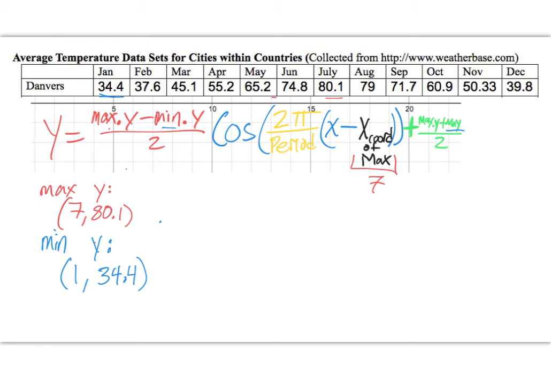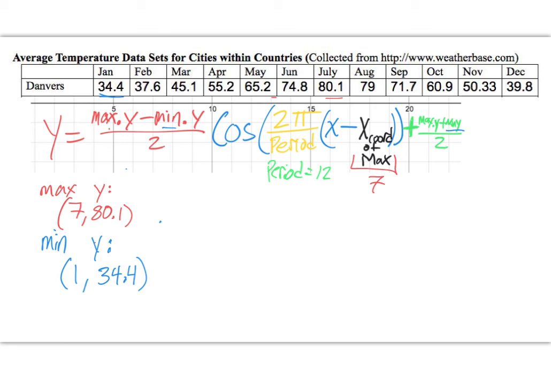We can also use some common sense to think about how long the cycle of temperatures over the course of a year takes. If you said that it takes a year, you would be correct. Since we're going by month, let's say that the period here is equal to 12 because there are 12 months in a year.